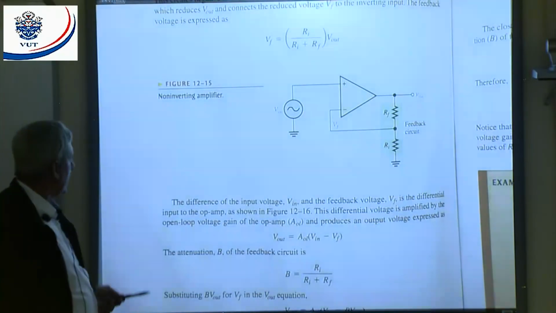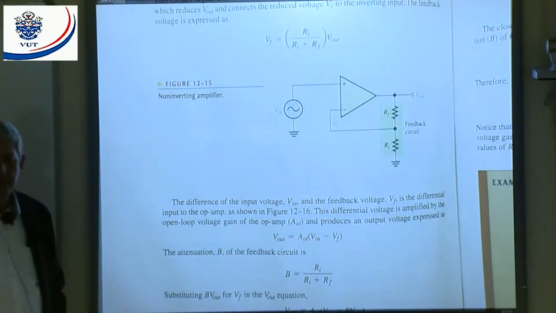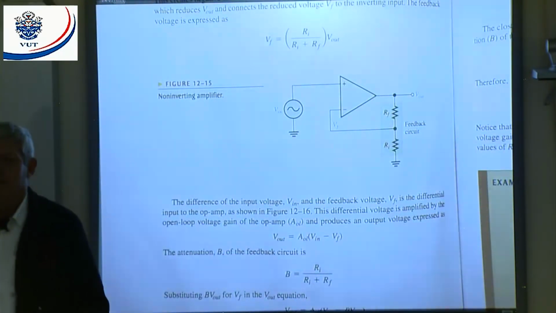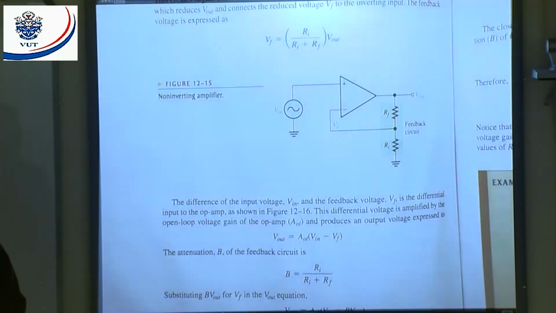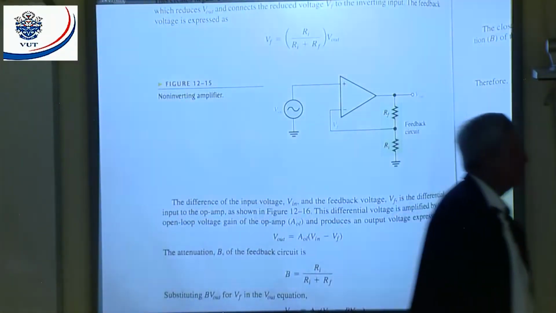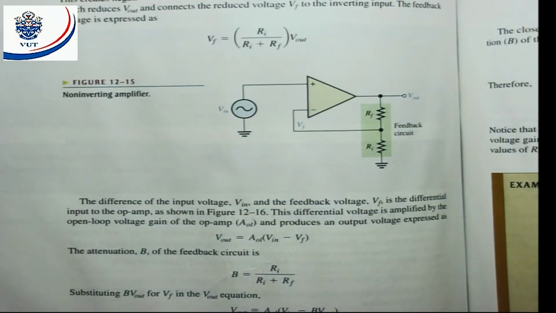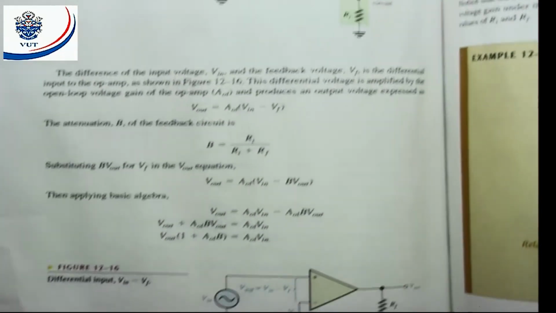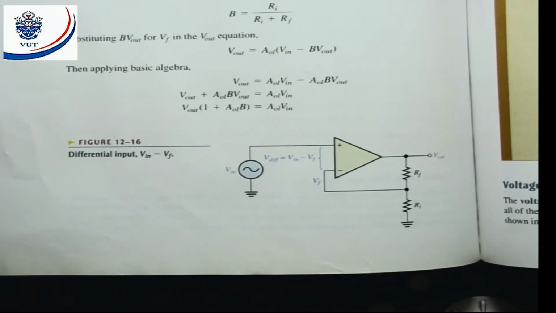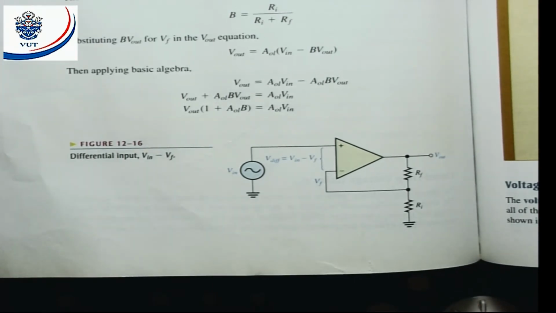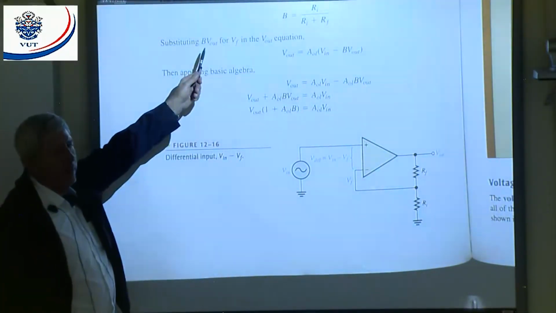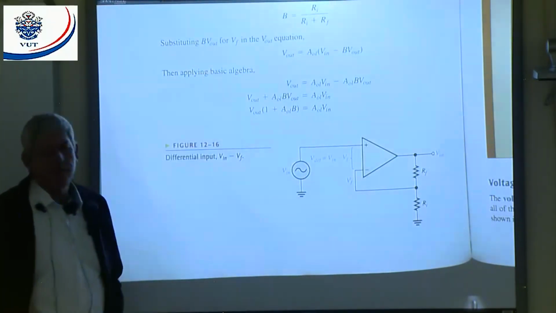It's the input voltage minus my feedback voltage. And then they talk about B, the attenuation. The attenuation of the circuit is Rin over Rin plus Rf. That is the amount with which we are going to attenuate the output signal. That is my attenuation. We will work a lot with this B, always as my attenuation. But we also know, if I take my attenuation times my output, that will give me my feedback voltage.